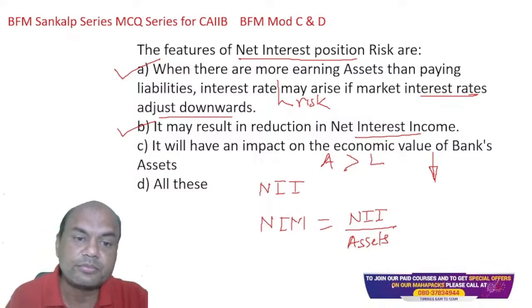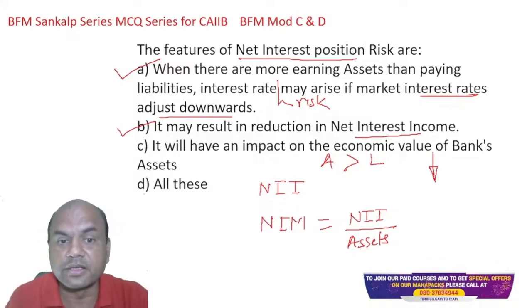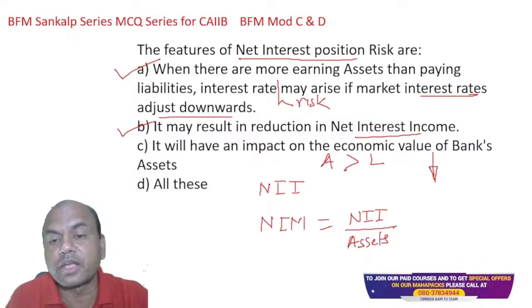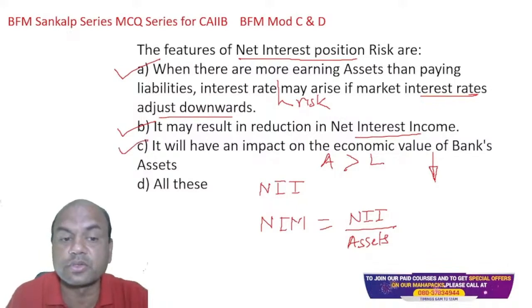Okay. That interest earning will have an impact on the economic value of the bank's assets, right? So that is also true. So C is also true. So the answer is D, all of them, isn't it?